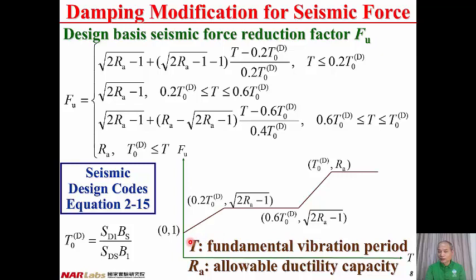The first segment increases linearly with the structural vibration period from 1 to square root of 2RA minus 1. In the second segment, FU is constant equal to square root of 2RA minus 1. In the third segment, it increases linearly with the structural vibration period T again. And in the fourth segment, there's the upper bound, FU equal to RA.